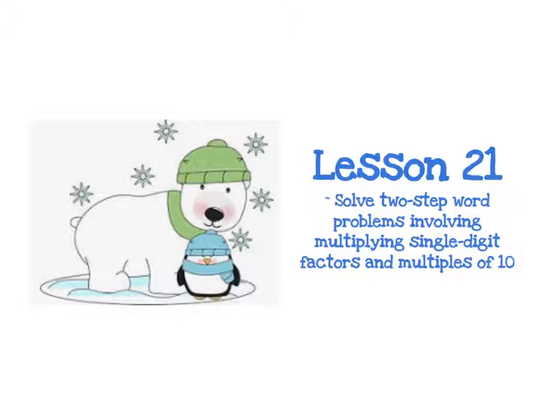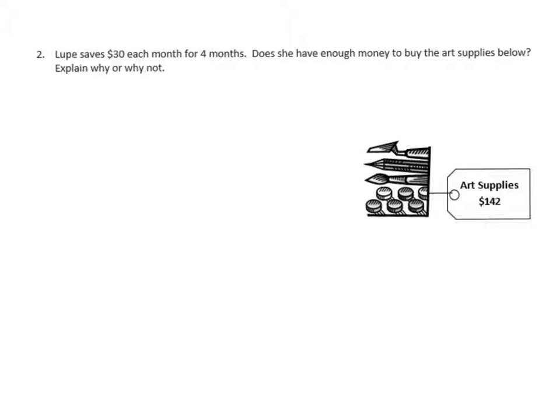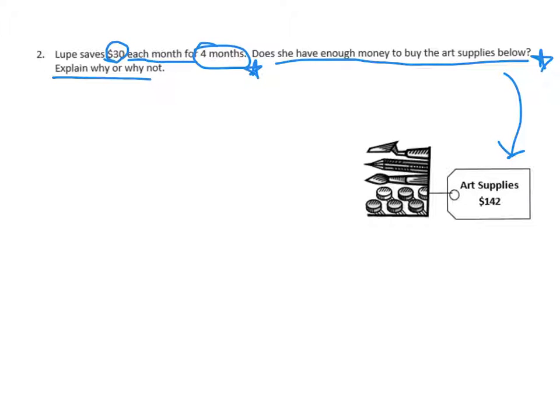For Lesson 21, we are going to solve two-step word problems involving multiplying single-digit factors and multiples of 10. Let's take a look at number 2 on our problem set. It says Lupe saves $30 each month for 4 months. Does she have enough money to buy the art supplies below? Explain why or why not.